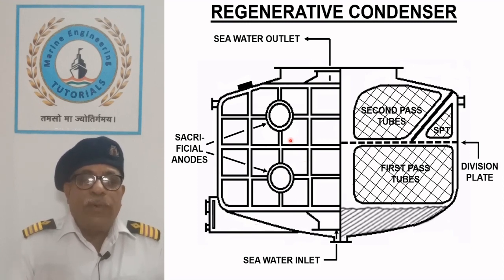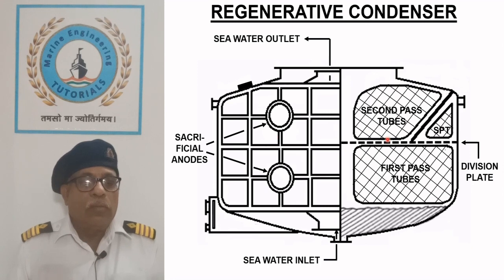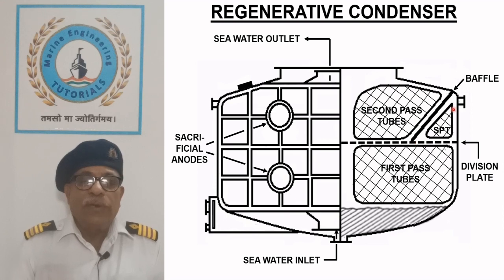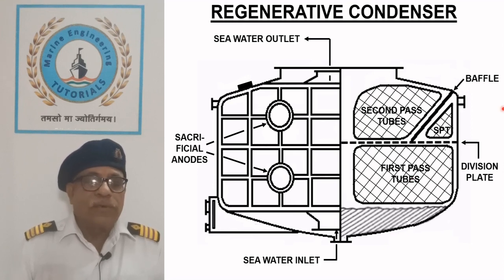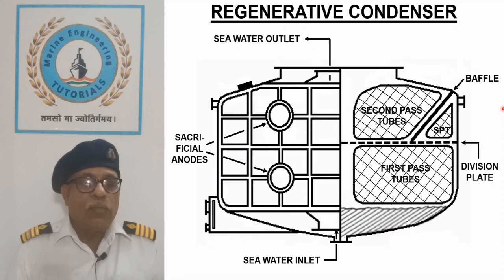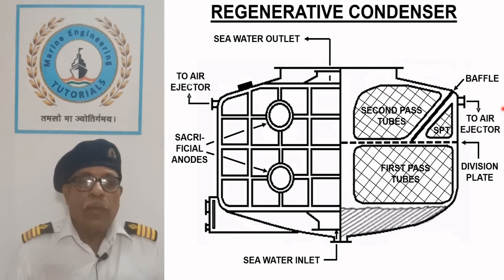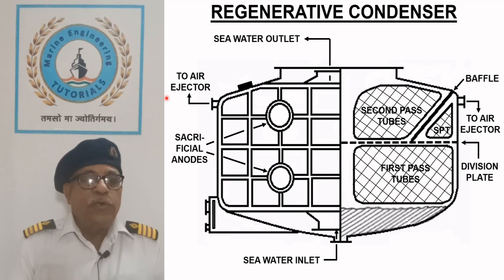Water boxes are equipped with sacrificial anodes to protect them from galvanic corrosion. Baffles arranged in the second pass tubes help to accumulate air or non-condensable gases. Air or non-condensable gases are drawn by the air ejector which is used to maintain vacuum in the condenser shell.